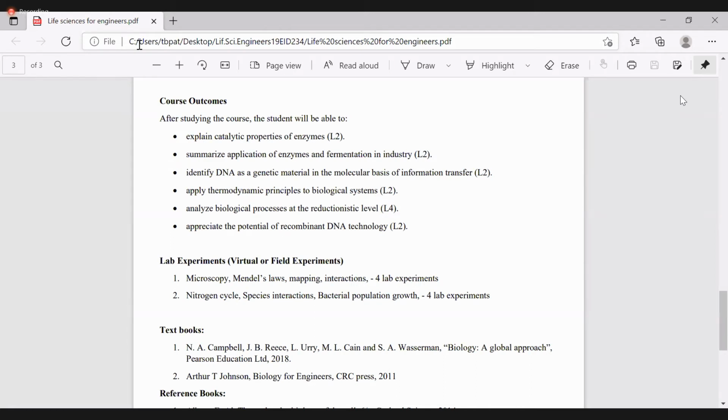Bacterial population growth. Especially the bacteria. Not all bacteria are harmful. We have a lot of bacteria. Humans have a lot of bacteria, but not all of them are harmful. We have several types of classifications. So many bacteria are very much helpful.